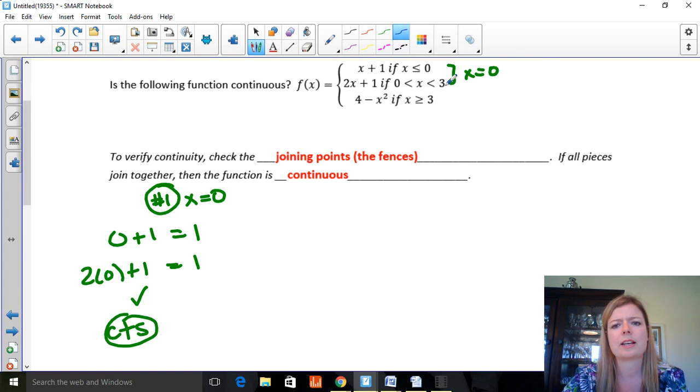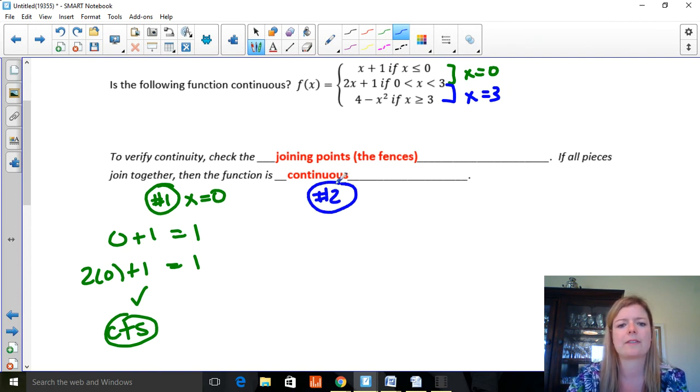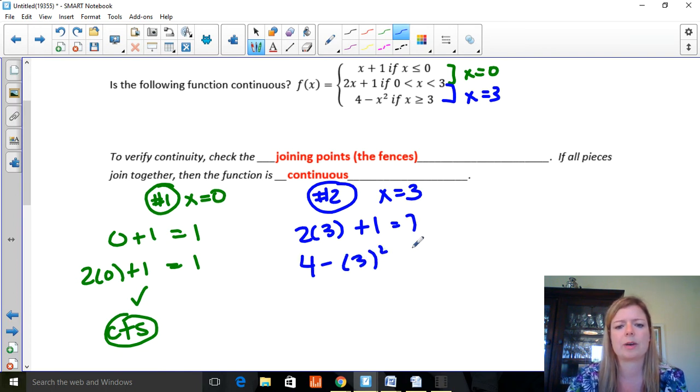Now we need to check at the second fence. These two have a fence of x equals 3. Do they have the same y value there? So this is the second fence at x equals 3. 2 times 3 plus 1 is 7. And 4 minus 3 squared is 4 minus 9. Not looking good. Minus 5.